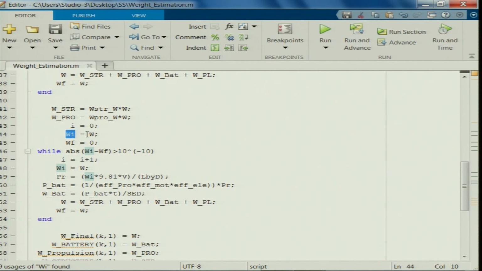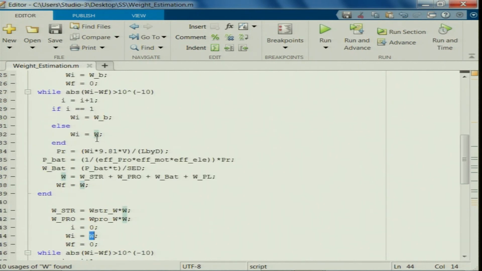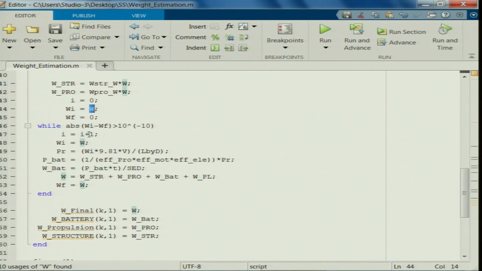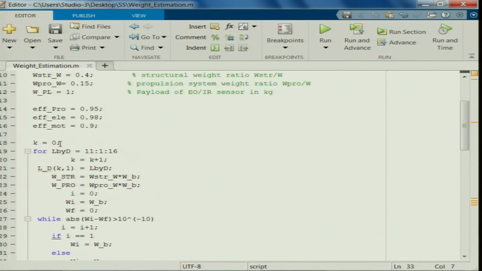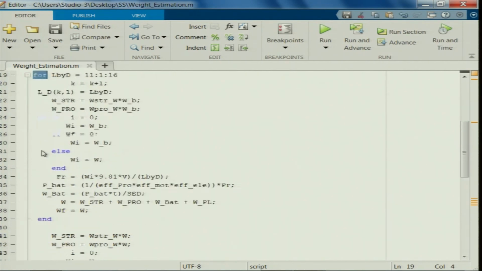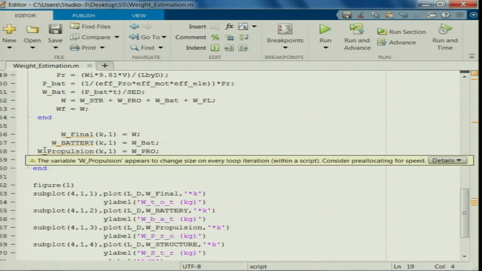So, here it will not be a problem, because what we want is the new estimated weight should be the input to this particular while loop, which is happening here. So, the only difference that makes is this if loop, with that too because we have a for loop here, right. We are iterating it for L by D.